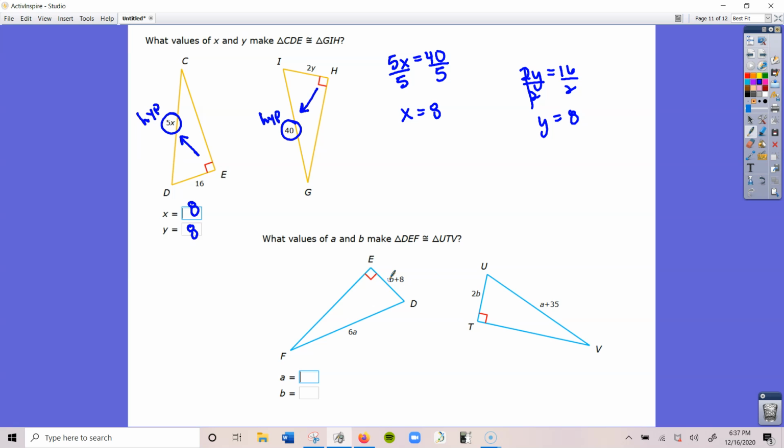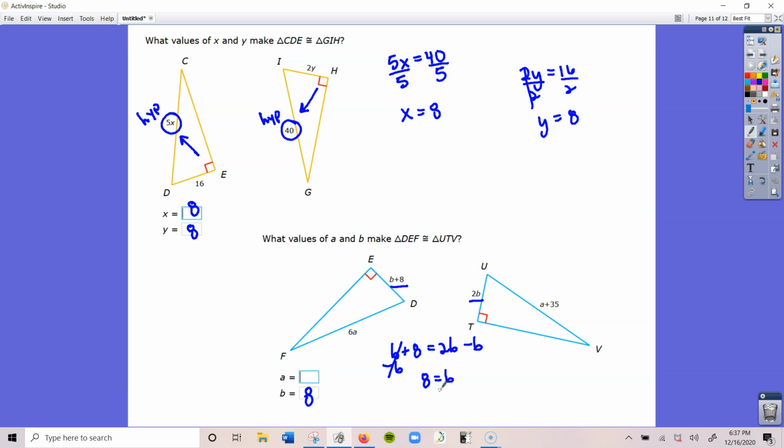For this one, it gets a little bit more difficult. We have this side and this side. Again, they have to equal each other. So b plus 8 has to equal 2b. And we use this equation to solve for b. I can subtract the b from here to move it to the other side, and we get that 8 is equal to b.